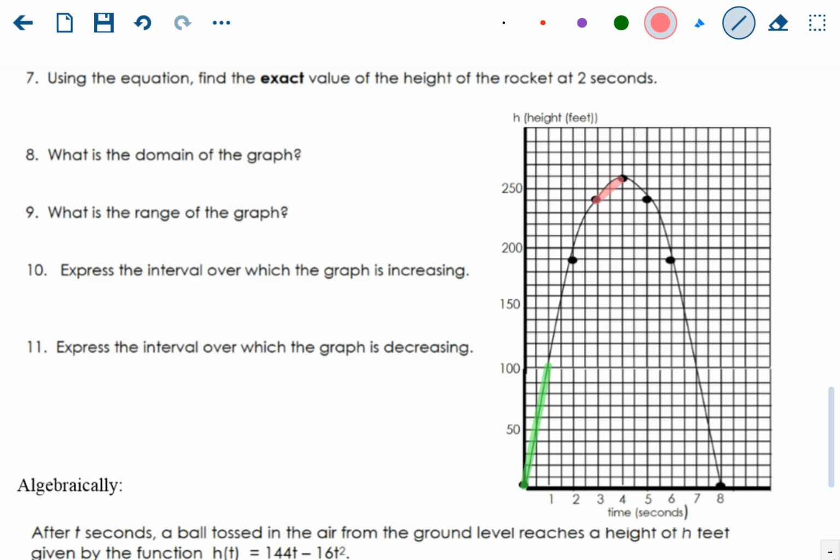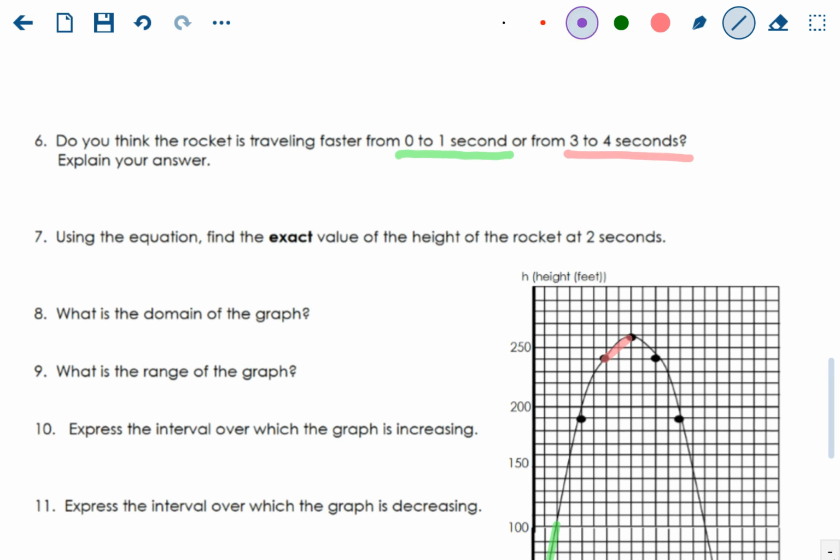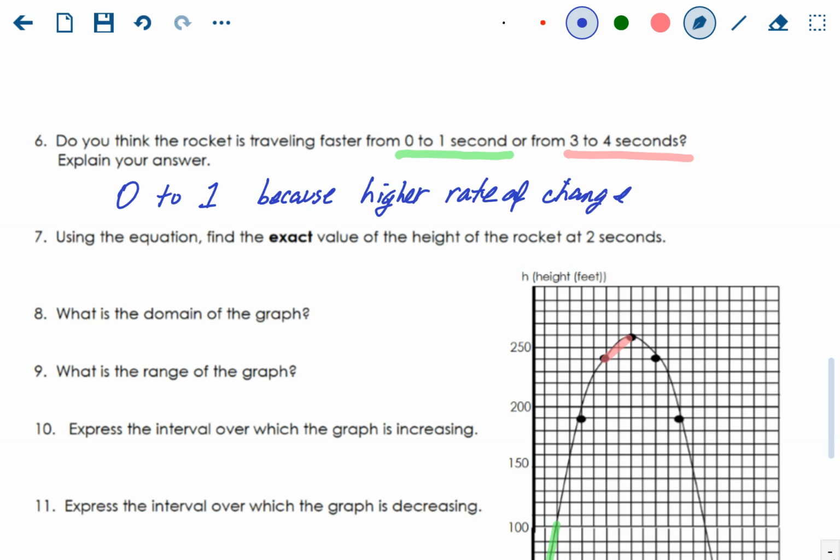Now the other thing to look at is, these are rates of change. Height over time, distance over time. That's a rate of change. So since between 0 and 1 seconds has a higher rate of change, we're going to say it's moving faster. Just like miles per hour, but this is feet per second. So 0 to 1 seconds because it has a higher rate of change. Now the other way to think about that is look at their slopes. 0 to 1 second has a steeper slope, which means it has a higher rate of change. Again, all this information from before.